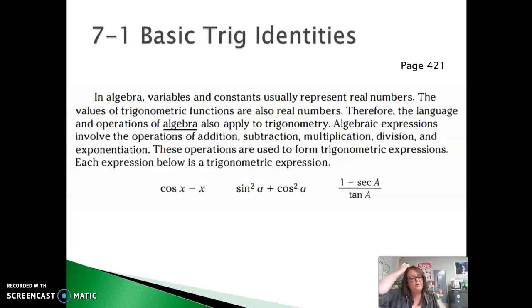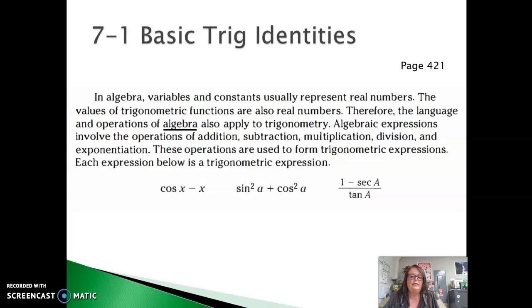And so algebraic expressions involve things like addition, subtraction, multiplication, division, exponents, substitution, that kind of thing. These operations are also used to form trigonometric expressions. And here are three examples of what a trig expression could look like.